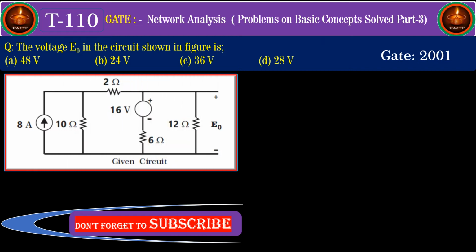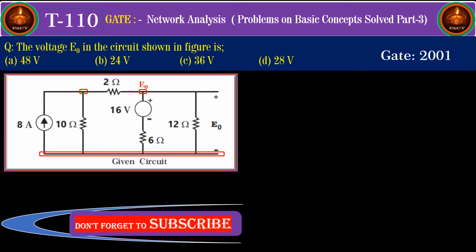Friends, next we shall solve one simple problem from GATE 2001. In this question, we are required to find the voltage E0 in the circuit shown in the figure. If you observe the network, you find that E0 appears across this junction and there are two other junctions present in the network. If you want to solve the network as it is, you have to write two nodal equations and solve for E0.